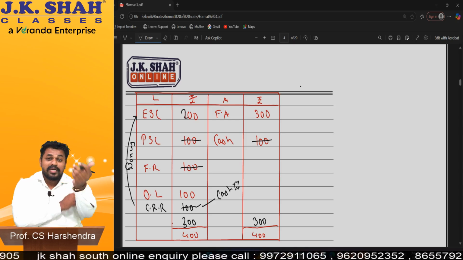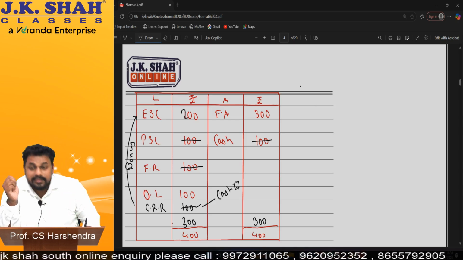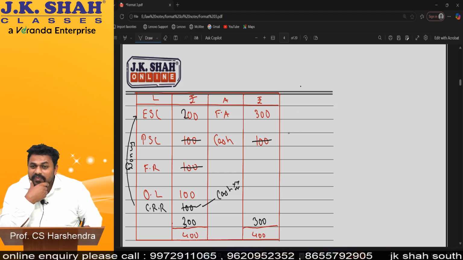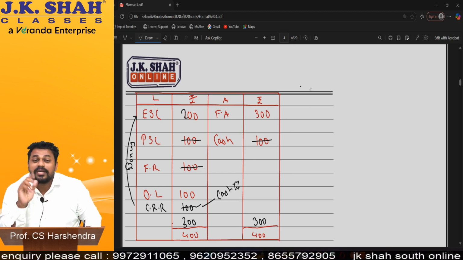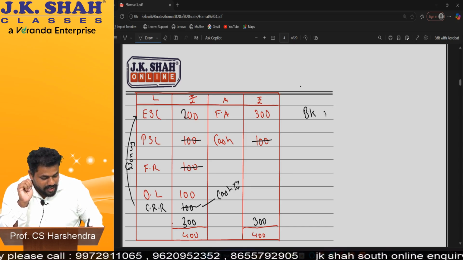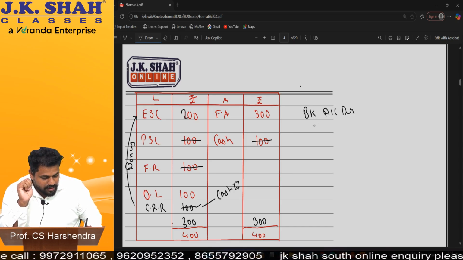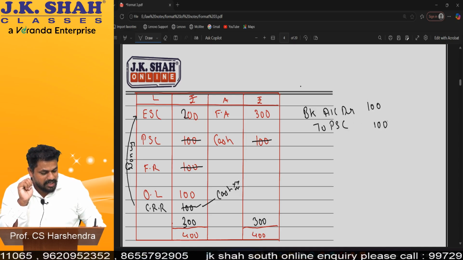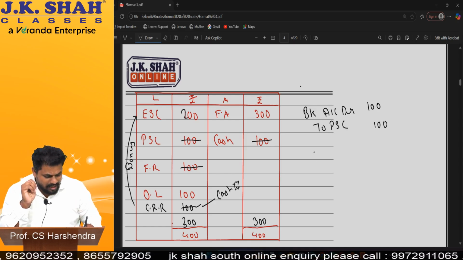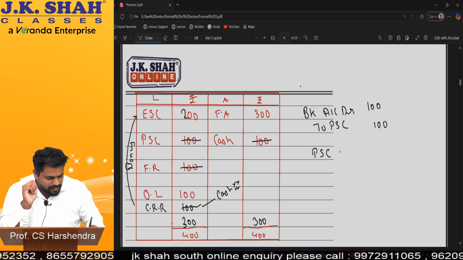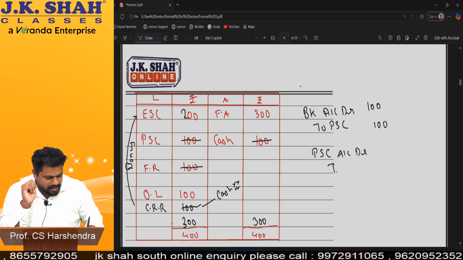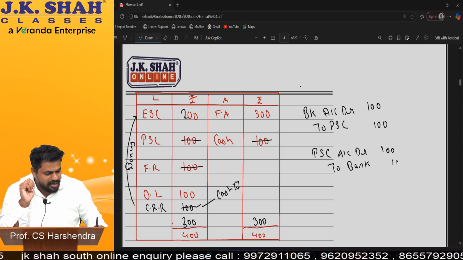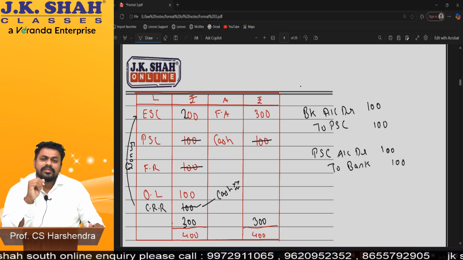Understood? Now one student asked me one question. Sir, why do all these things? When we issued preference shares, what journal entry did we pass? Bank account debit to preference share capital. Correct? 100 rupees, 100 rupees. Sir, when we redeem, we do the opposite entry, right? Preference share capital account debit to bank. Finished, sir, why are you doing free reserves to CRR? Yes or no? Why do all these things?